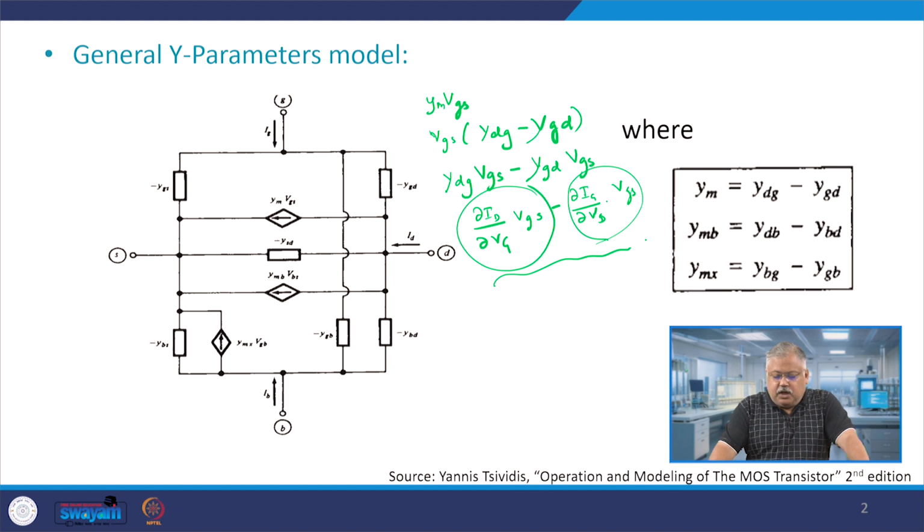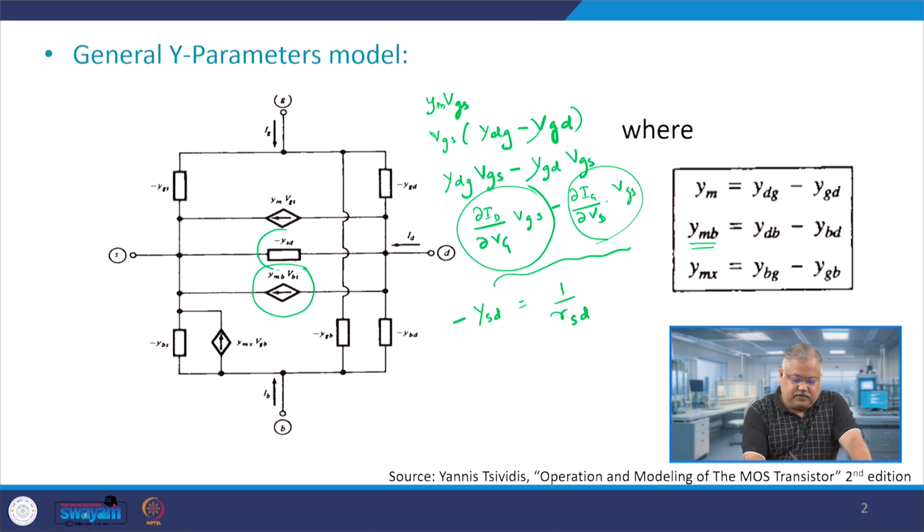Similarly, YMB is this part which you see, that is multiplied with VBS, bulk body to source potential, that gives you the current between body to source. And you also have YSD, which is basically 1 by RSD, and that is the reason you see the negative sign, because it is source with respect to drain, right. If it would have been YDS, then it would have been a positive quantity. Since I am reversing it, the direction of current is reversed, therefore it is a negative sign where it is attached to it.